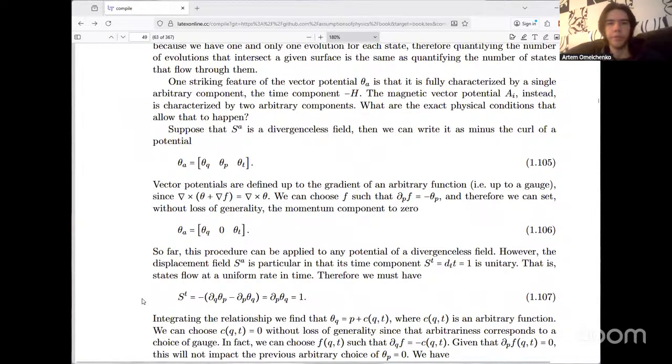One striking feature of the vector potential theta A is that it is fully characterized by a single arbitrary component, the time component minus h. The magnetic vector potential A_i instead is characterized by 2 arbitrary components. What are the exact physical conditions that allow that to happen?